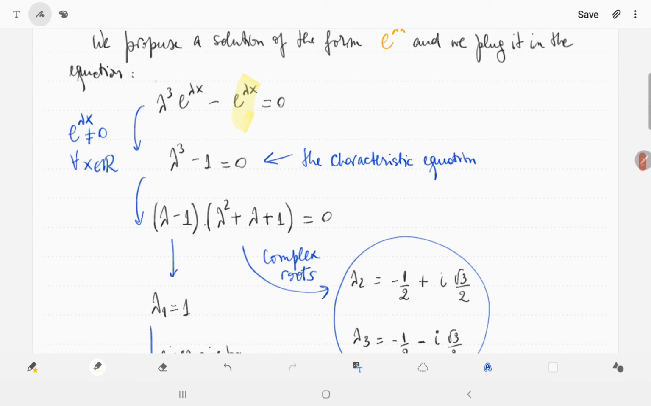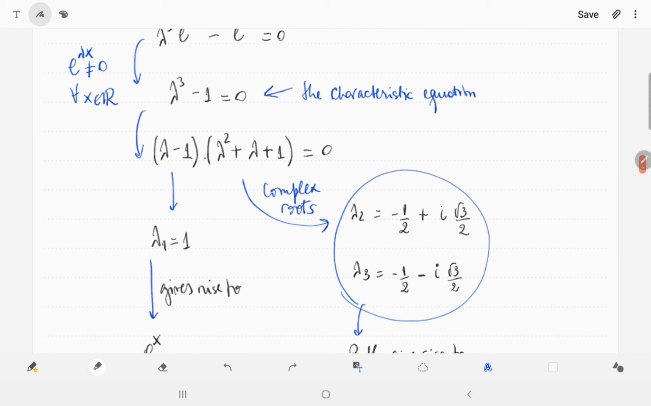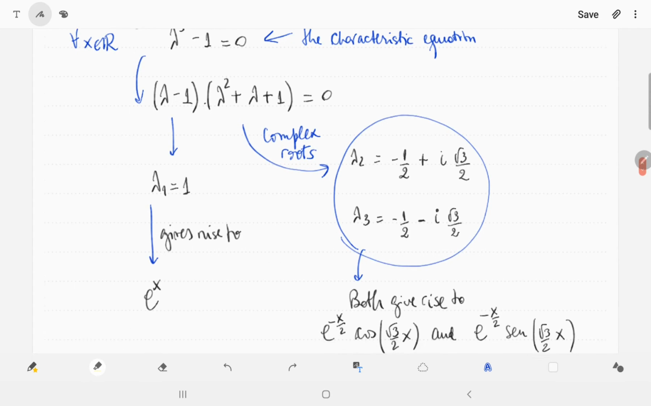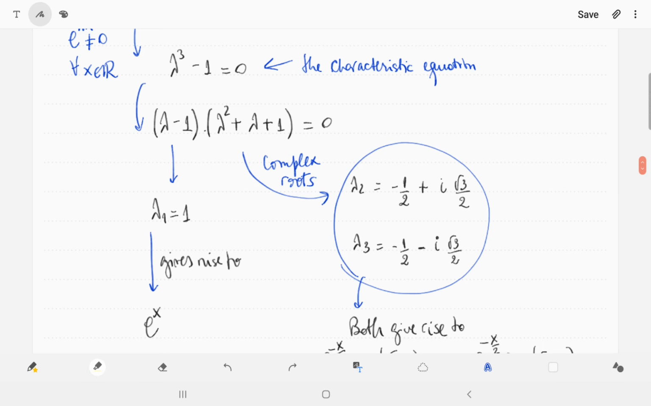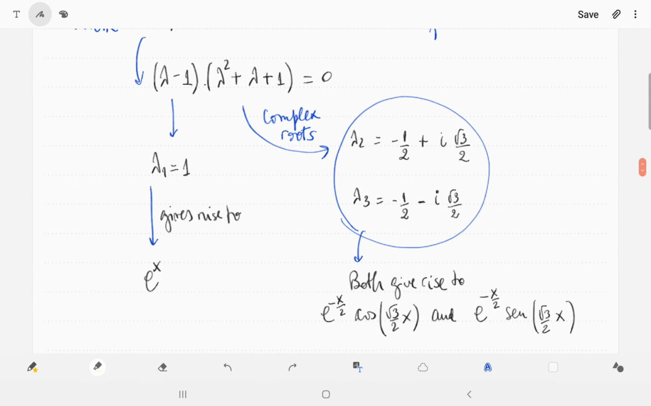So here is u, and here is the third derivative of u. Again, we know that the exponential is not 0, so we can get rid of this factor. And we get this, which is again called the characteristic equation. Now if we look for the roots of this polynomial, we get lambda 1 equal to 1, and then two complex roots, these two.